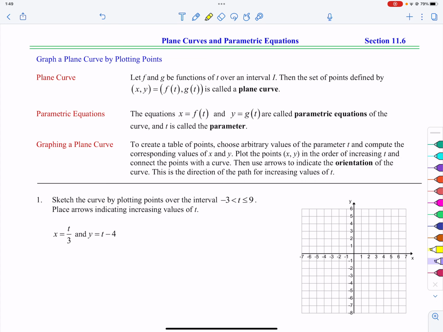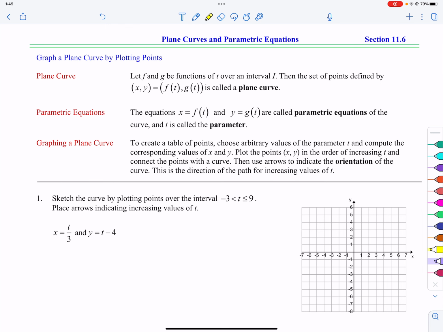This is section 11.6, plane curves and parametric equations. We're going to begin by talking about what a plane curve is, what parametric equations are, and how to graph a plane curve. Let's talk about a plane curve.